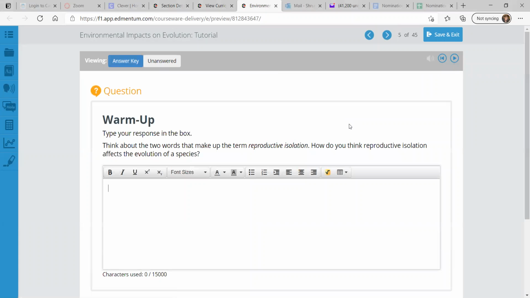So, to start off, we have a warm-up. Think about two words that make up the term reproductive isolation. How do you think reproductive isolation affects the evolution of a species?